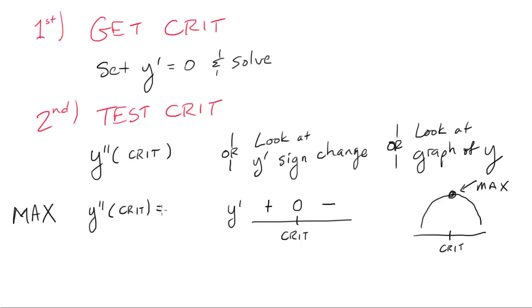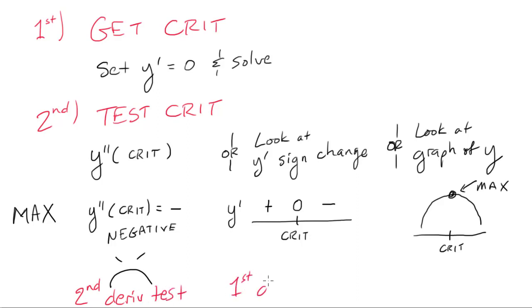Or I can plug it into the second derivative and see if that's negative. If I'm a negative person, I'm frowning. Oh, there you go, maximum shape. This is called the second derivative test. Looking at the sign change, that's your first derivative test. And looking at the graph, that's just the geometry definition.